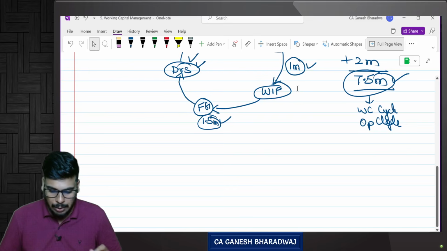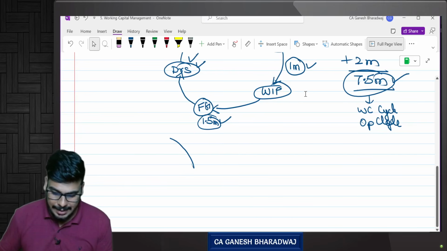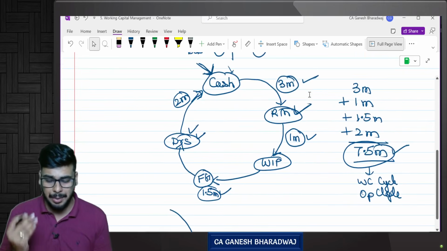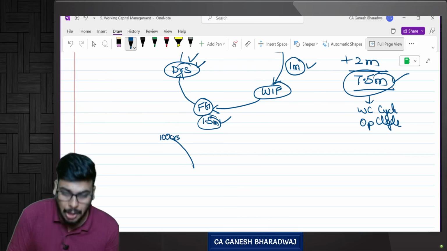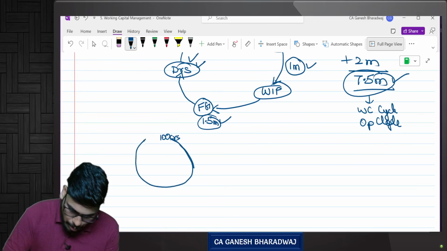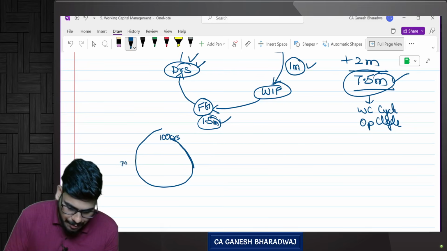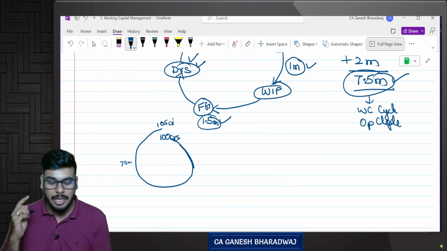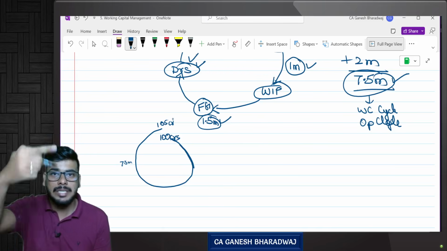So basically, look, this is what happens. Just an example. Let us say the overall working capital is 100 crores. Now, let's say after this working capital cycle of 7.5 months in our example, I will get 105 crores. This includes profit. Clear? Now, what will I do? Can I take back this 105 crores now? No. The next working capital cycle will continue.